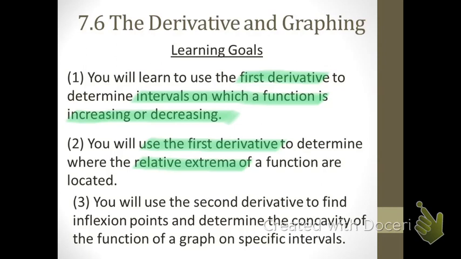And then the third thing we're going to do is learn how you use the second derivative to find what are called inflection points and to determine the concavity of the graph of a function on specific intervals. Whether or not the graph is concave up or concave down at certain points is what we're going to be looking at. Okay, so let's go on to look at how you use the first derivative to determine the intervals for which a function is increasing or decreasing.